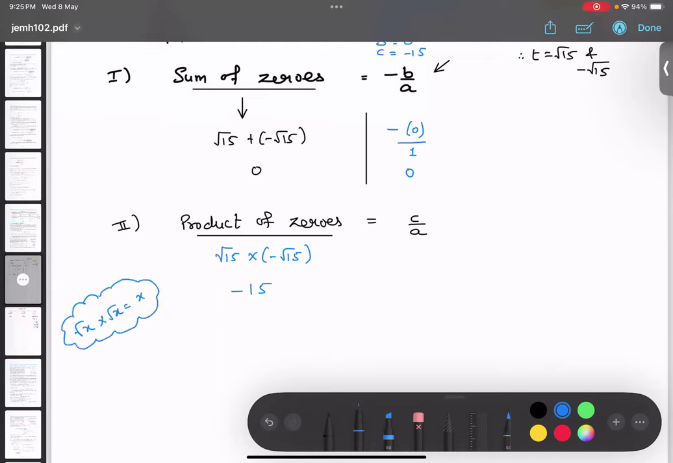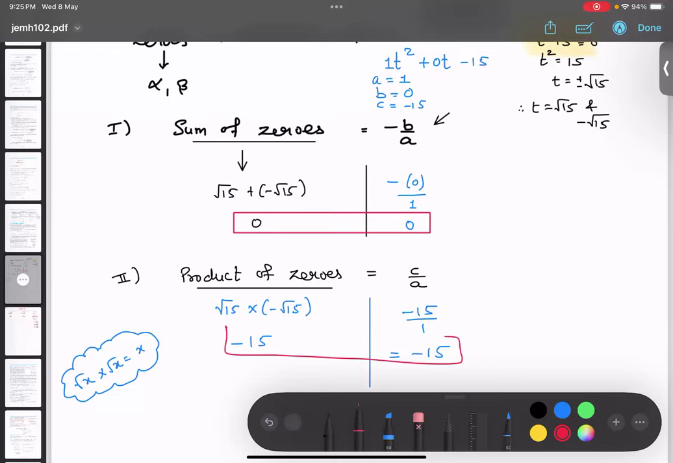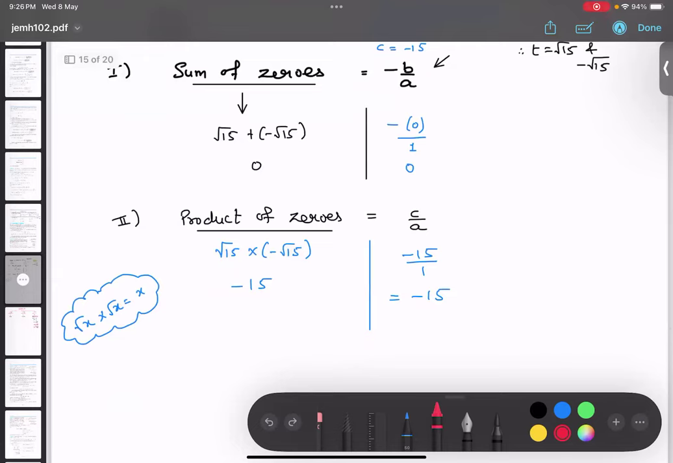Okay, so we'll do the right hand side also. What was C in our question? Minus 15 upon 1, which is negative 15. So let me tell you, these two should match. These two will always match. So we will write just one single line: hence verified.